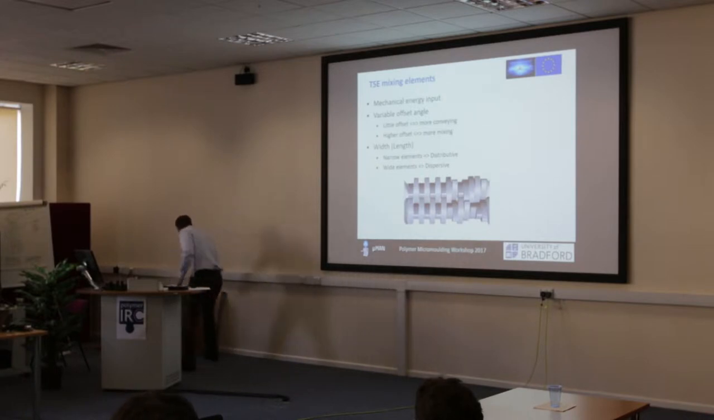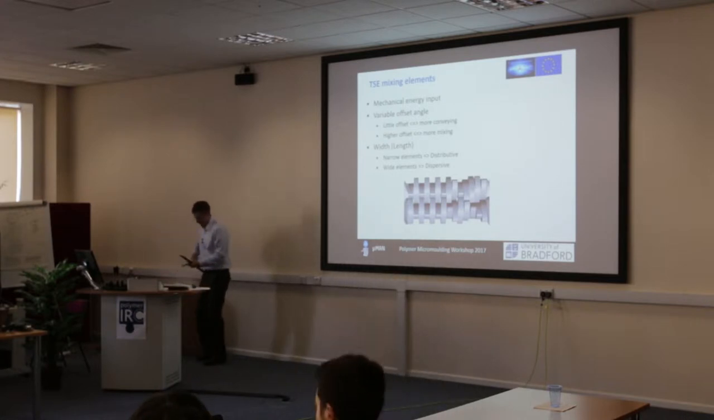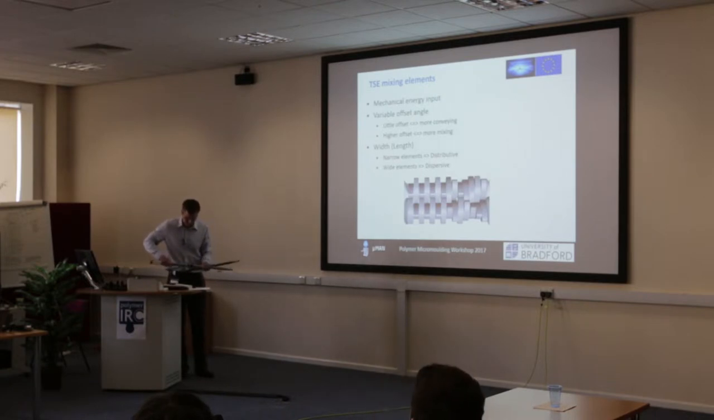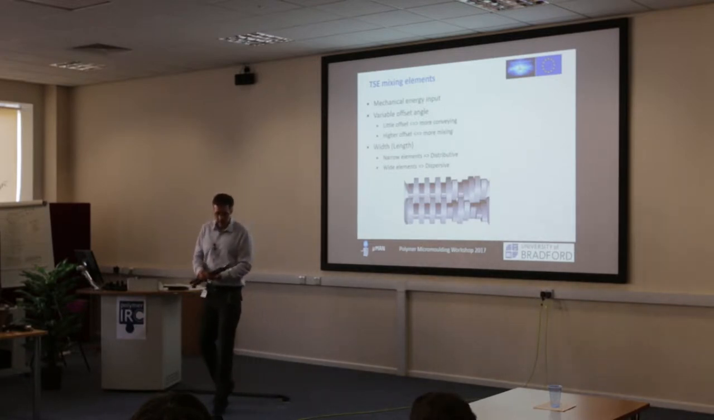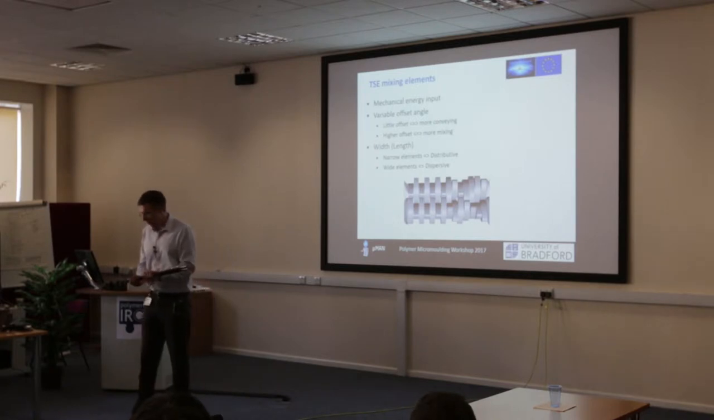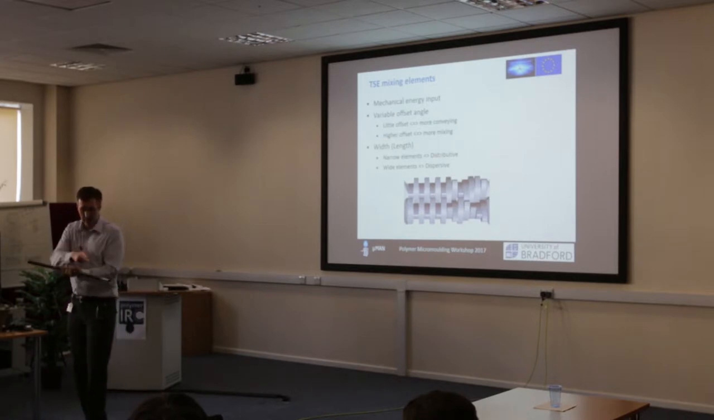I've actually got a pair of twin screw extruder screws, which I'll pass around. So these are for a kind of medium scale extruder, 24 millimeter diameter screws. And when you look at them, you'll be able to see these different elements. So you can see they mainly consist of conveying elements, but they also have mixing sections where they have these kneading blocks. And you can see the different angles of the kneading blocks.